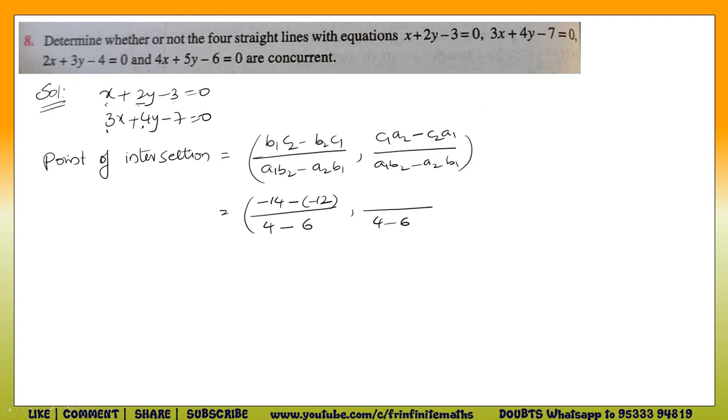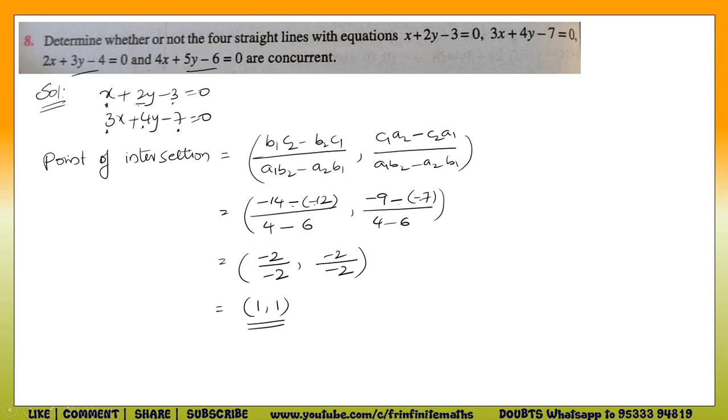Here c1a2: this is c1 and this is a2, so -3 into 3 is -9, followed by minus c2a1: this is c2 and this is a1, so -7 into 1 is -7. Now simplifying, minus of minus is plus 12, so -14 + 12 is -2, divided by 4 - 6, which is -2. The same way here, the denominator is -2, minus of minus is plus 7, so -9 + 7 is -2. So the point that we got is (1, 1).